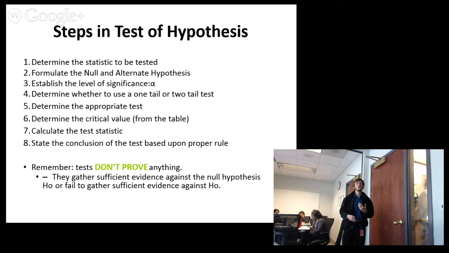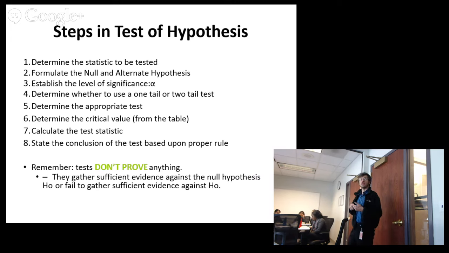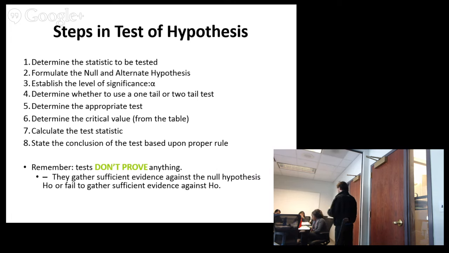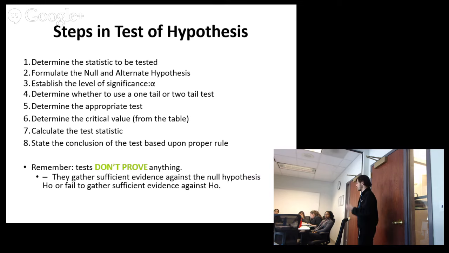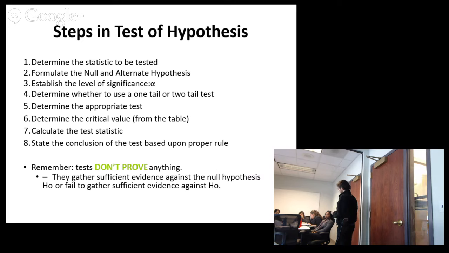So here's the procedure in a hypothesis test. You determine the statistic you're going to test. Remember that we can do hypothesis tests on all of our descriptive statistics. We can do them on the mean, the median, the variance. Then you formulate your null and alternate hypothesis. The null hypothesis is what you assume to be true. The alternate is what you're trying to prove.